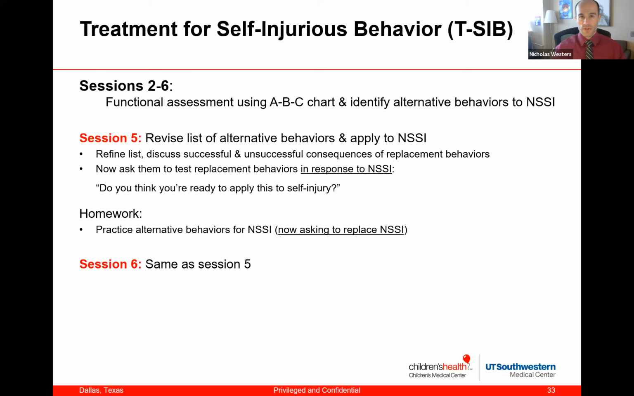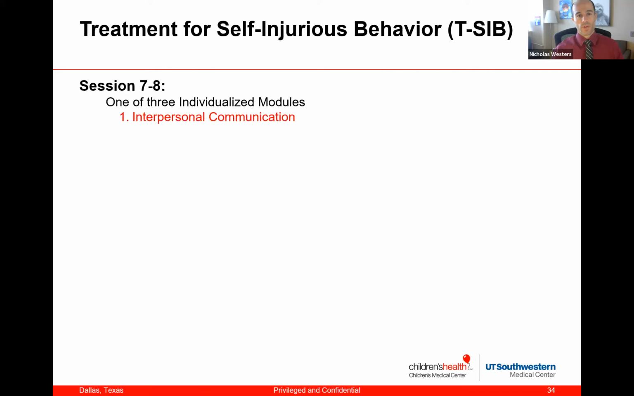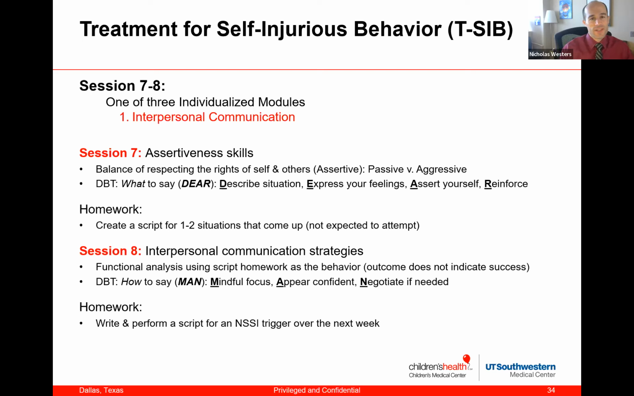So after you've done all these functional assessments and you find out what the most common reasons and common antecedents are, then you can choose your select individualized module. And the first one is interpersonal communication. This is very DBT. It's basically, I think, interpersonal effectiveness from DBT. So in session 7, we talk about balancing respecting the rights of self and others.